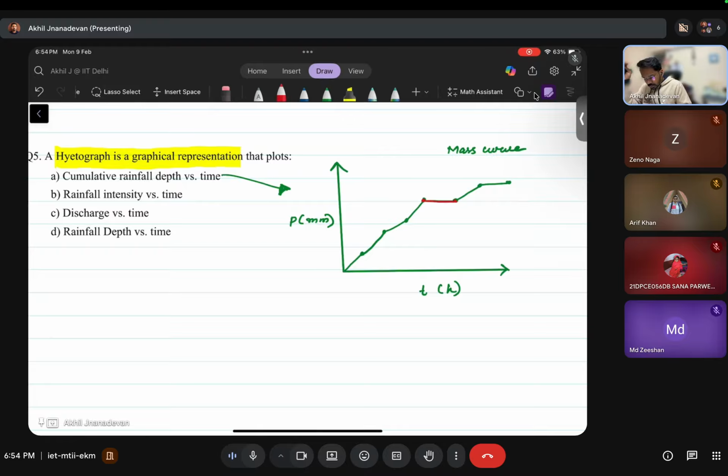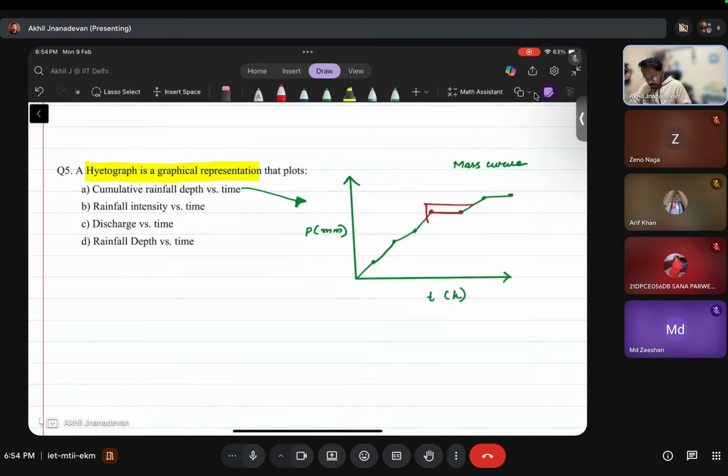So can anyone say what is happening here? This particular horizontal line, what does it represent? This can also be a good question. If you're given a mass curve, from the term itself it is clear it is cumulative, so it will always be increasing, it won't decrease. But here it is parallel to the x-axis. What does it represent?